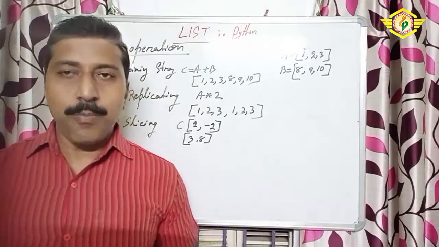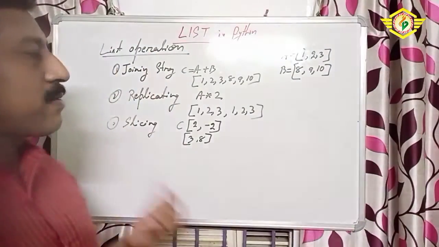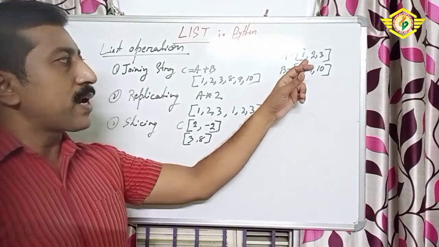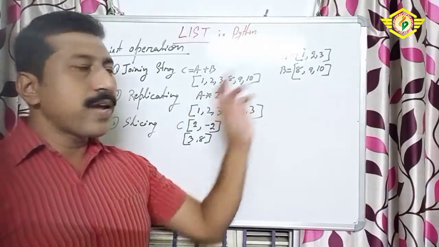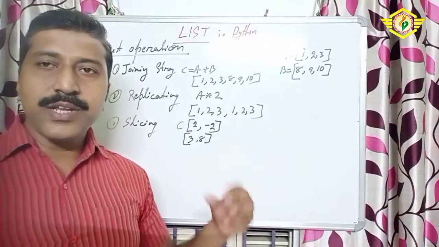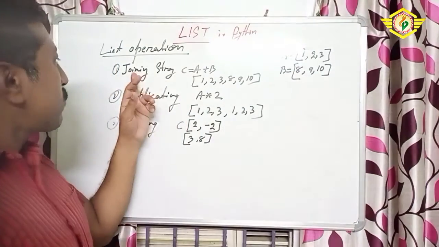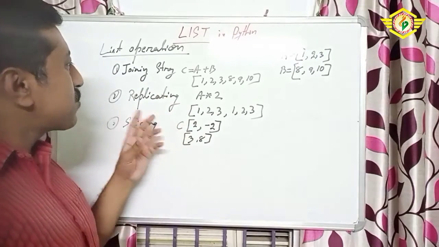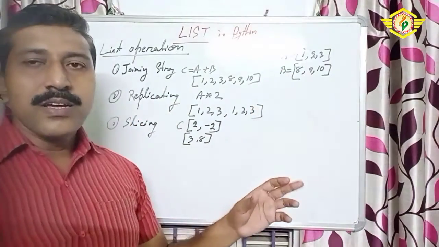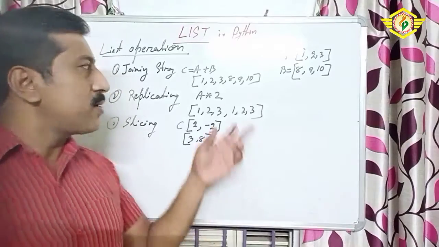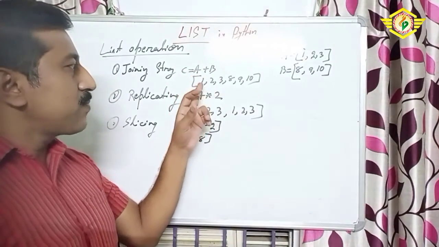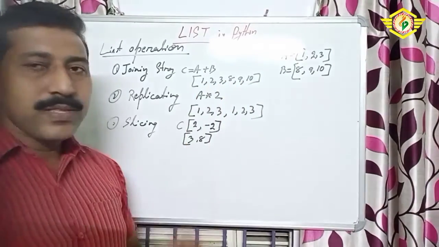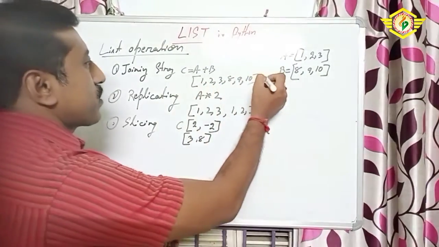So let us discuss a few list operations. The first example is joining strings. Suppose I have written A equal to [1, 2, 3] and B equal to [8, 9, 10]. This data I have stored in lists, and to join them, just like strings, I write A plus B. So we get 1, 2, 3, 8, 9, 10, and the output will be in this format.